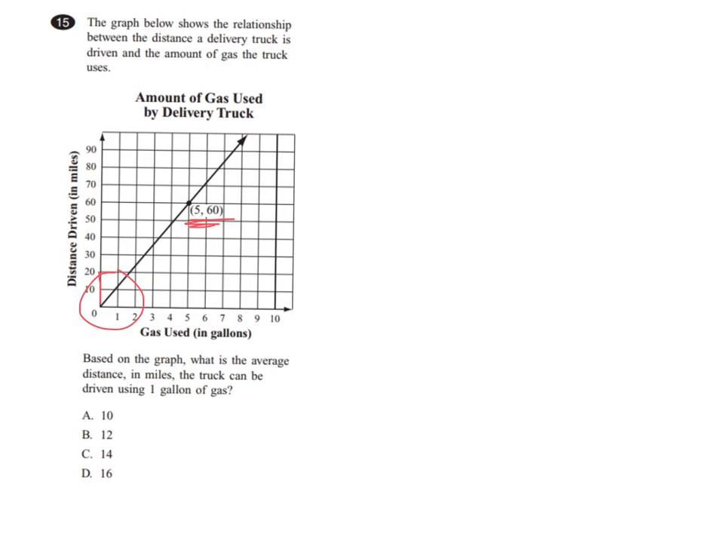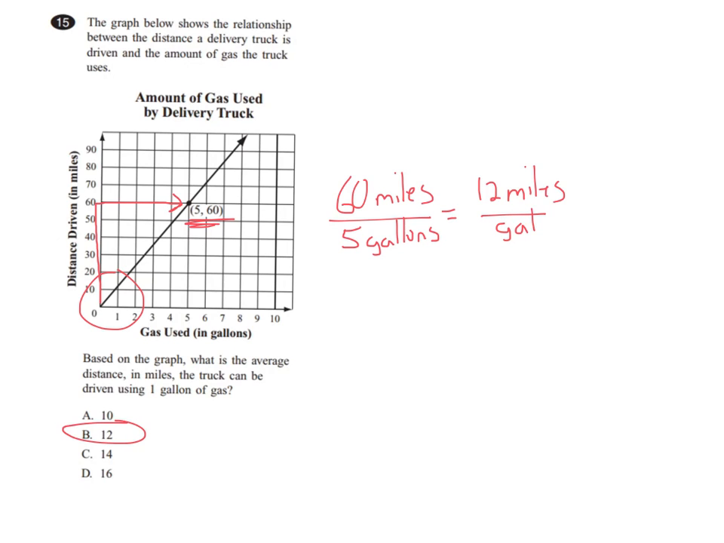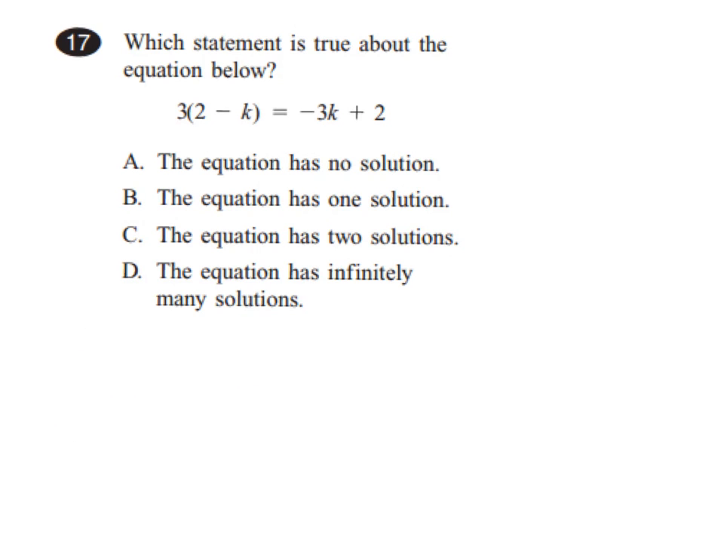So when we get the rate of change, we're really going up 60 and to the right 5, so 60 miles per 5 gallons, and if we simplify that, we get 12 miles per gallon, and that is option B. This is number 17 off of the 2014 MCAS.